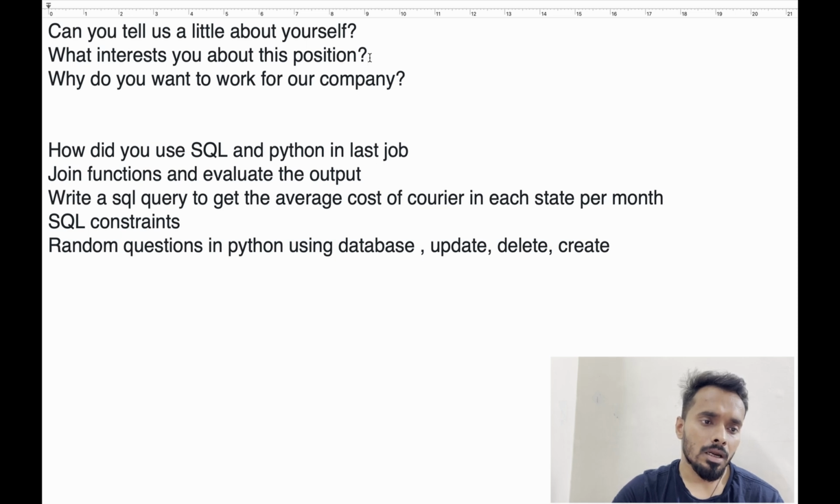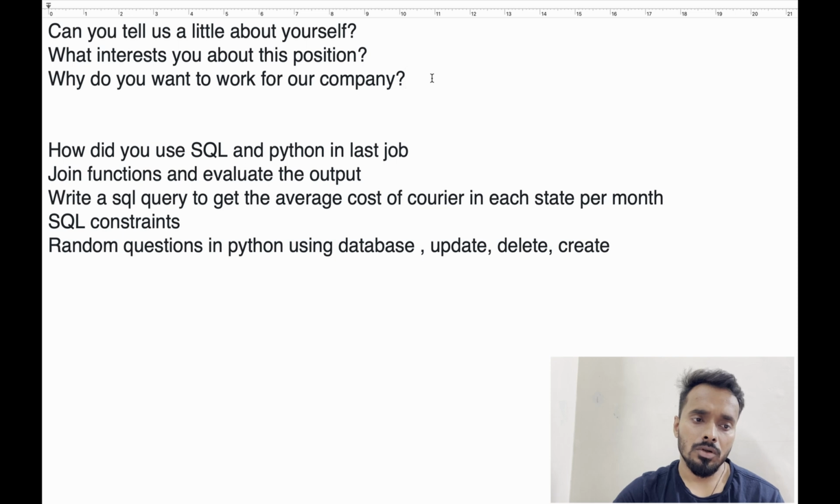So in the technical round there were I think 7 to 8 questions, but I only remember these. The first question is, how did you use SQL and Python in your last job. My last job was in the pharma domain. We were using Python and SQL in marketing of different drugs. I mentioned the impact of using SQL and Python in the pharma domain projects, and I gave them a couple of examples of the projects also. So they were satisfied with this question.